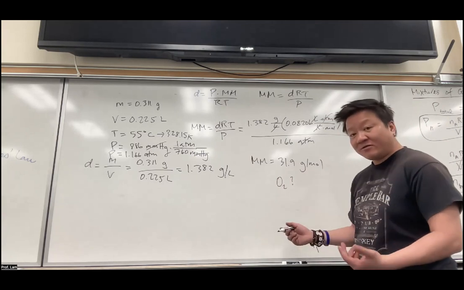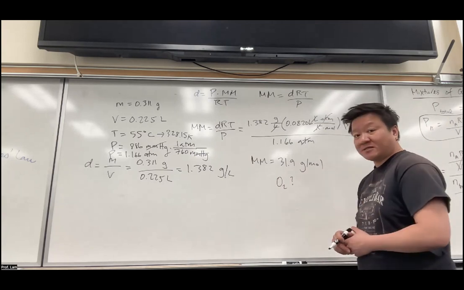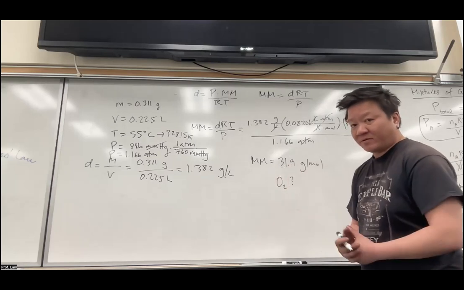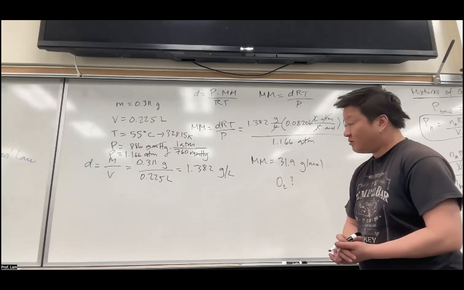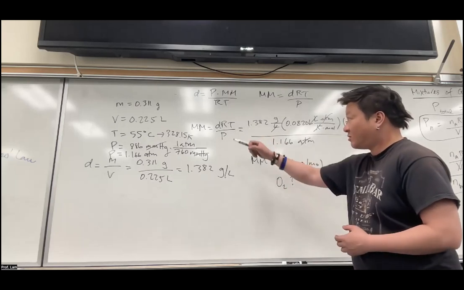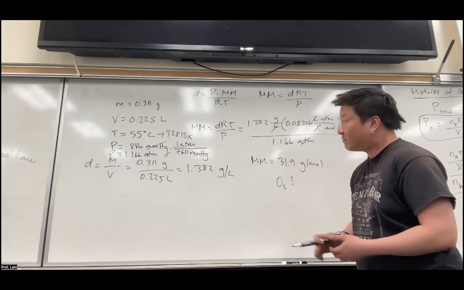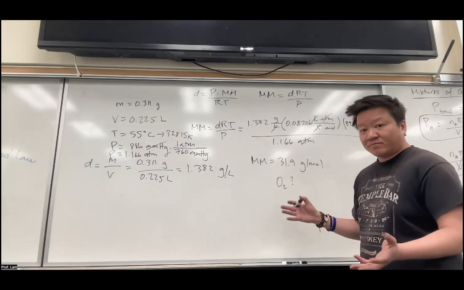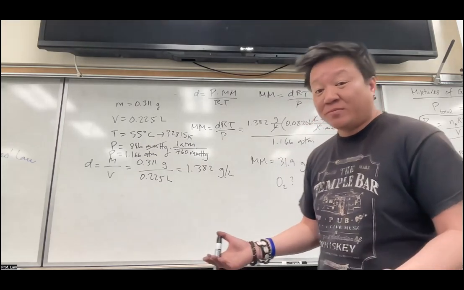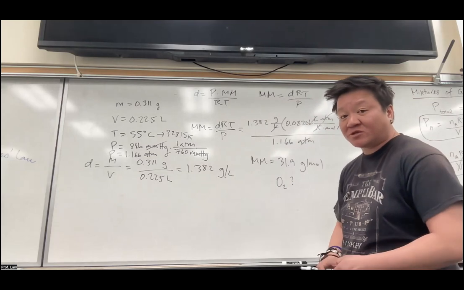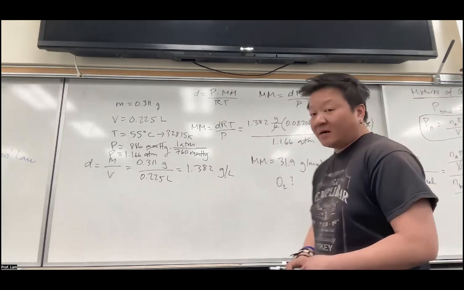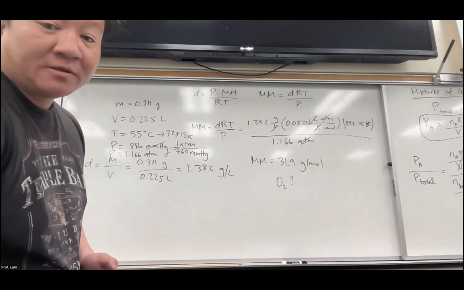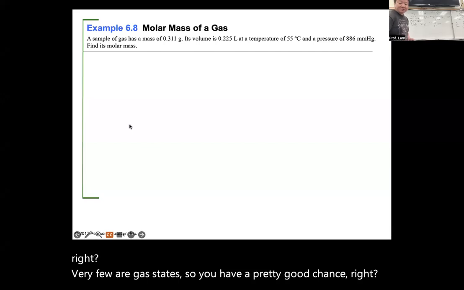Okay. So you see how useful that is, right? These equations and what you're able to actually do in real life, right? You can actually do this. You have a lab, you know how to use all the instruments, just measure the temperature, measure the pressure, measure the density, and you'll get the molar mass of this gas. And then you can potentially figure out what it is, because there's not too many gases on the periodic table, right? Everything's mostly solid state. Very few are gas states, so you have a pretty good chance. Okay. Right, let's go back to our slides.